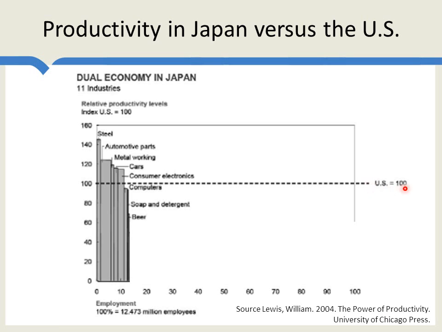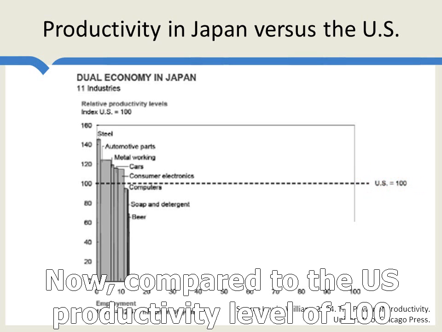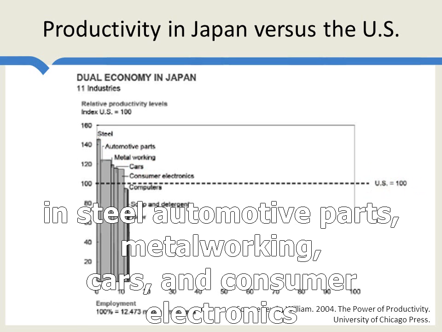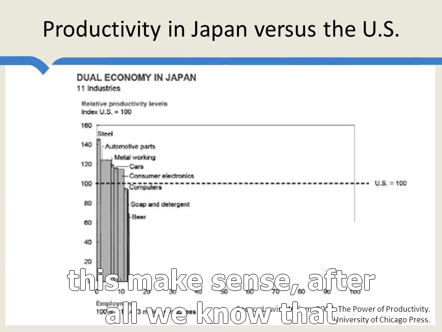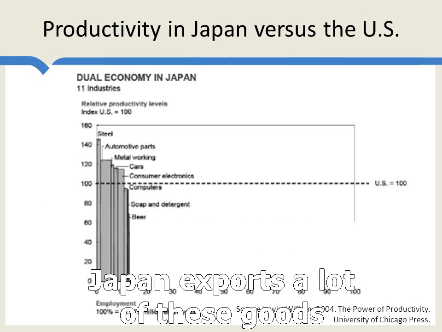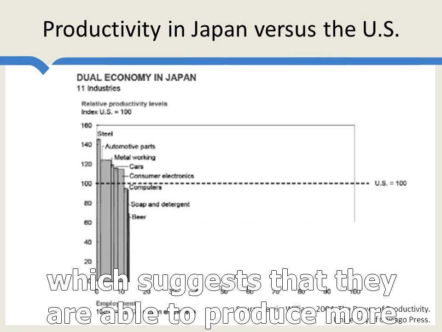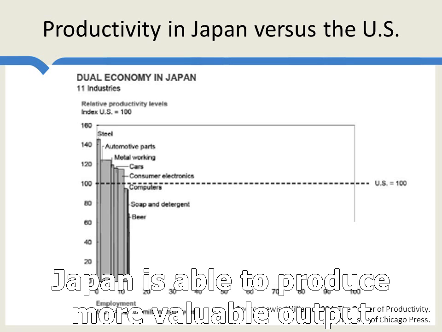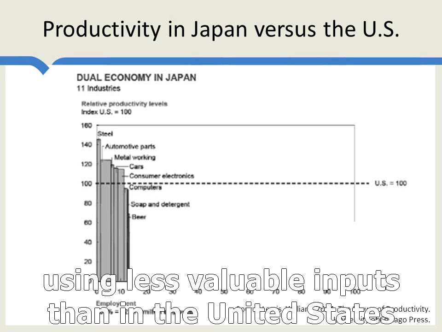Now, compared to the U.S. productivity level of 100, what we see is that Japan did extremely well in steel, automotive parts, metalworking, cars, and consumer electronics. This makes sense. After all, we know that Japan exports a lot of these goods, which suggests that they're able to produce more at lower costs. And that's exactly what the productivity differences show, that Japan is able to produce more valuable output using less valuable inputs than in the United States.